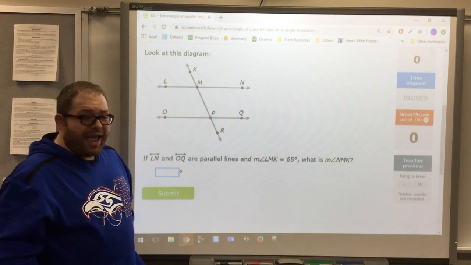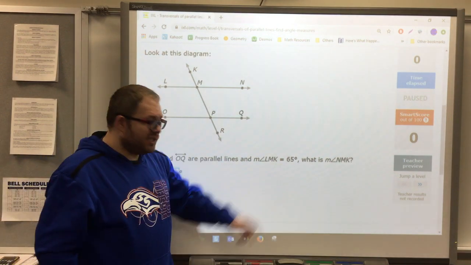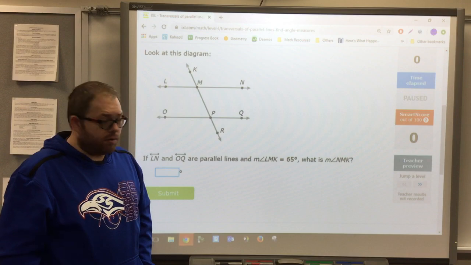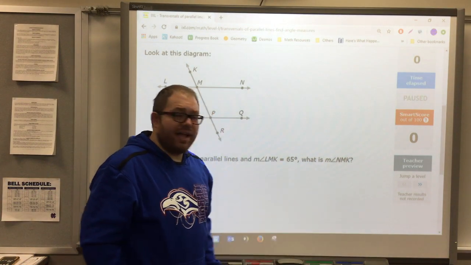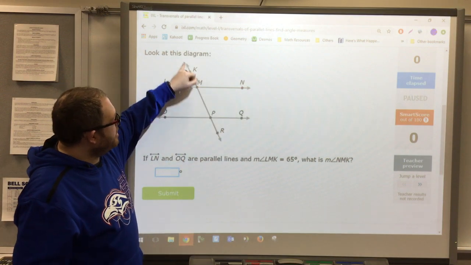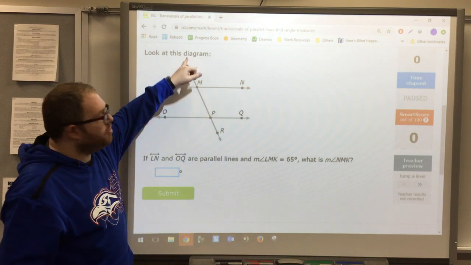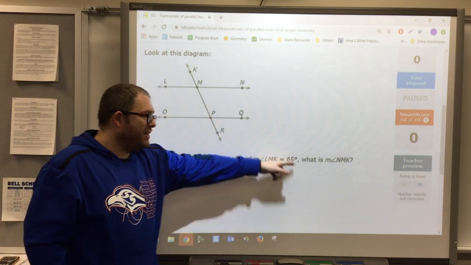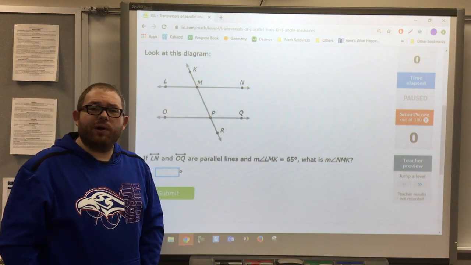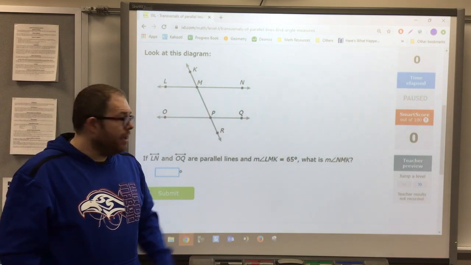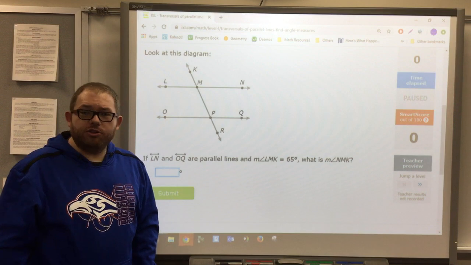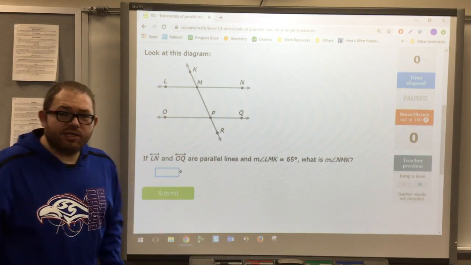So I'm given angle LMK. It is 65 degrees. I know that is an acute angle. They want me to find NMK. NMK is one of the obtuse angles. So it definitely doesn't equal 65, but all I have to do to solve for it is take 180 minus 65. So the missing angle should be 115. And you'll see me type that in.